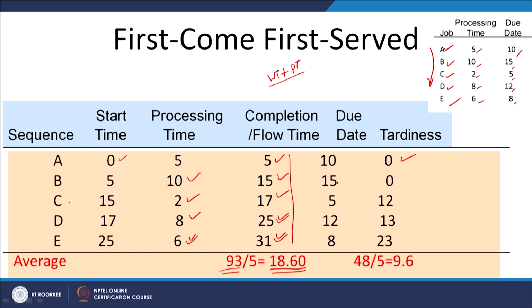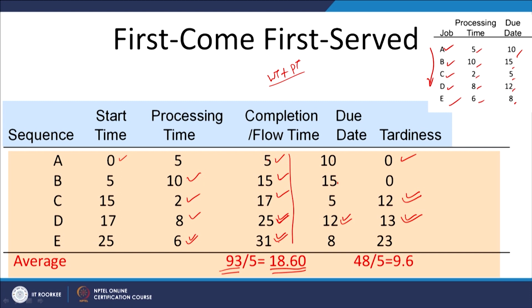The C job is completed after 17 days, and the due date was 5. So, the difference of the two will give a tardiness of 12 days. The job D is completed after 25 days, while the due date was 12. So, the difference of the two will give the tardiness of 13.